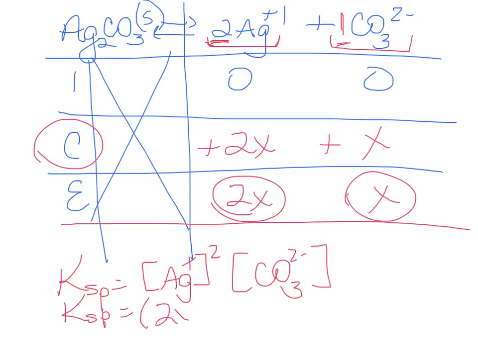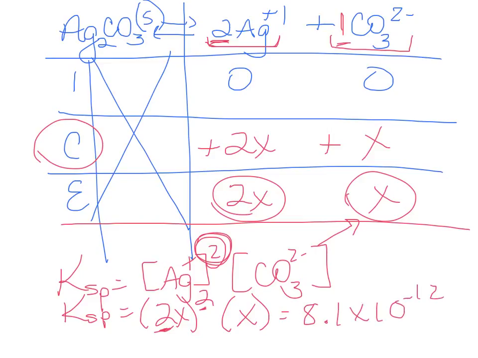Silver is 2x. Do not leave this exponent out. And again, notice you're going to have the coefficient 2 twice, but that's fine. That's the way it's supposed to be. Concentration of carbonate at equilibrium we're going to call x. And we were given the equilibrium Ksp value, and it was 8.1 times 10 to the -12. So now we need to solve for x.